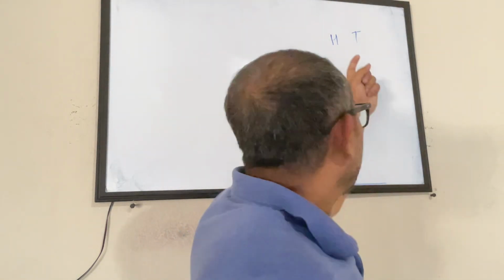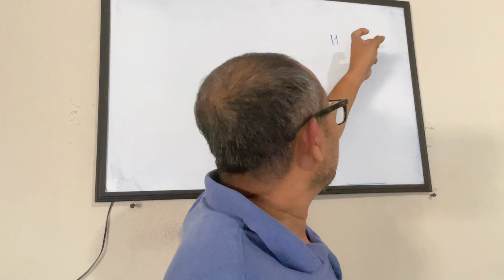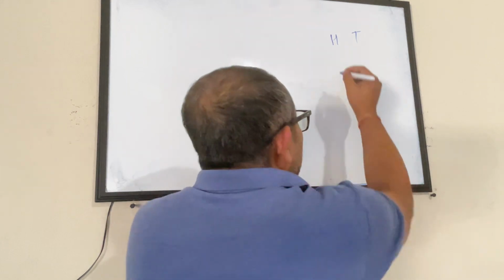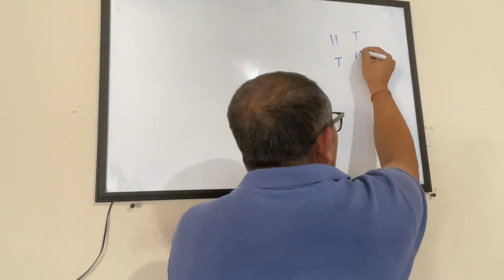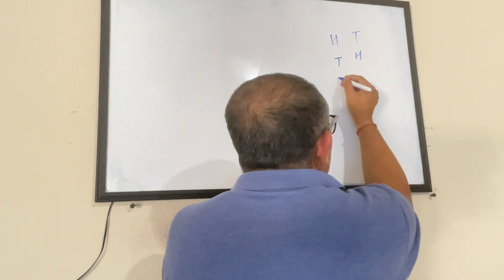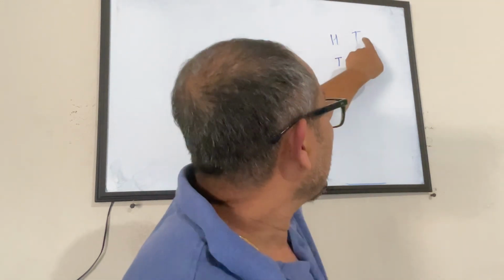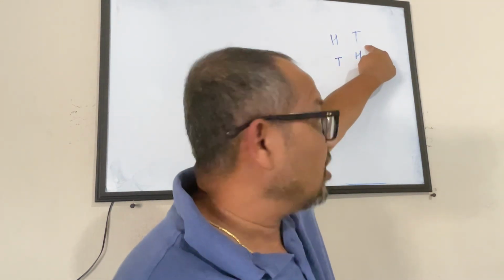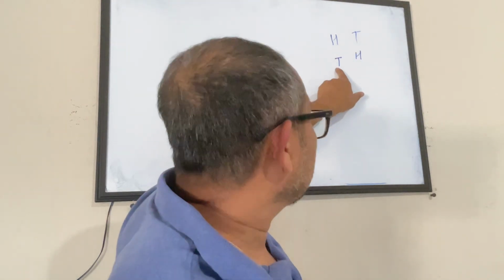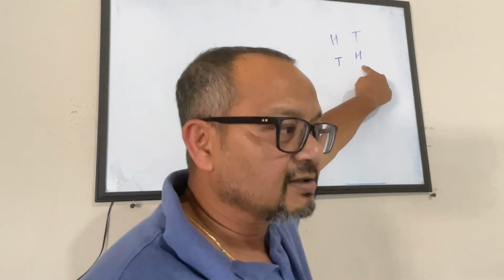Now, let's say I toss 2 times. What will happen? I can get head on the first attempt. I can get tail on the first attempt. This is one chance. Or I can get a tail in the first attempt, then I can get a head in the second attempt. I'm tossing 2 times, okay? I cannot get any other combination.